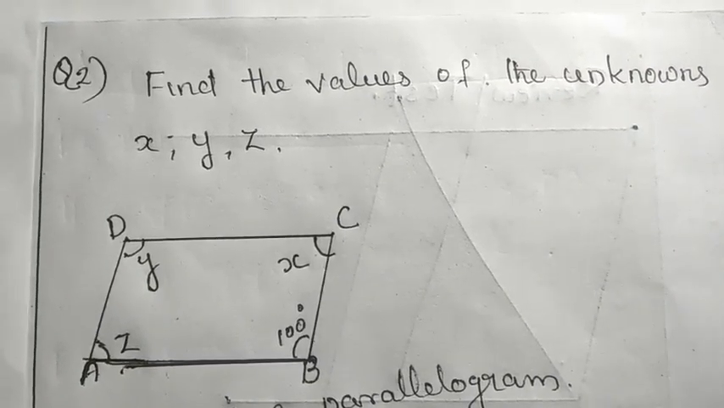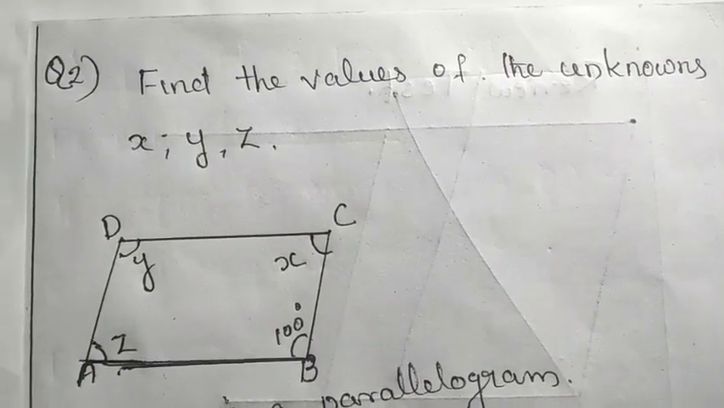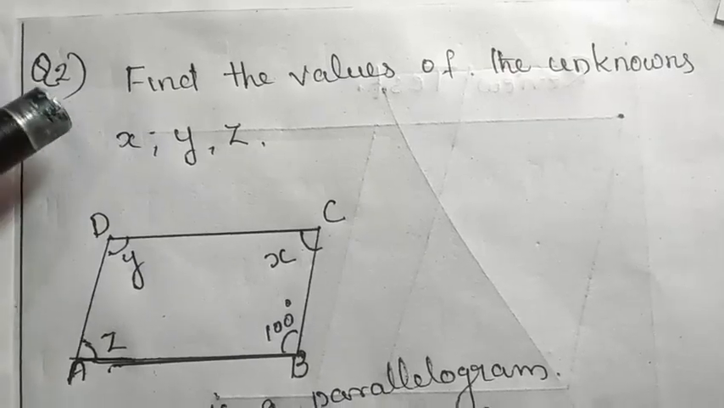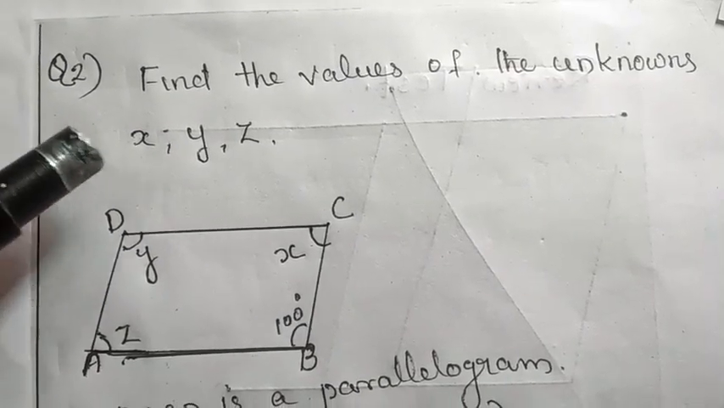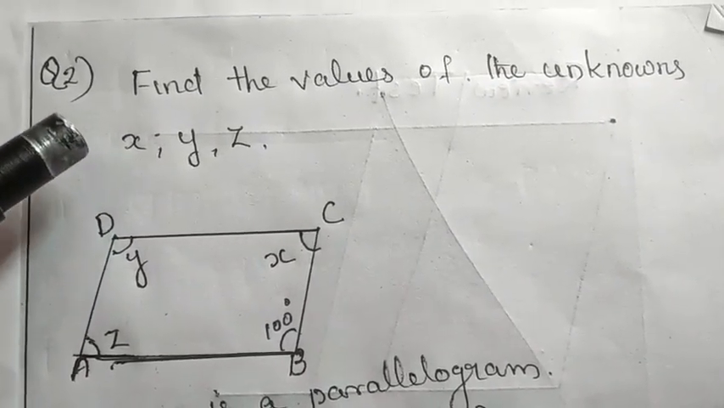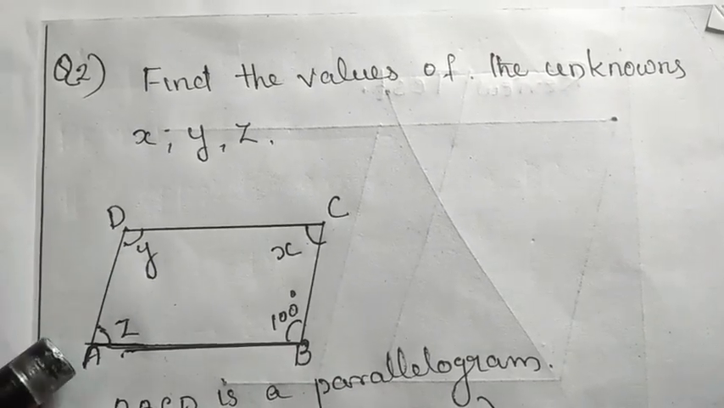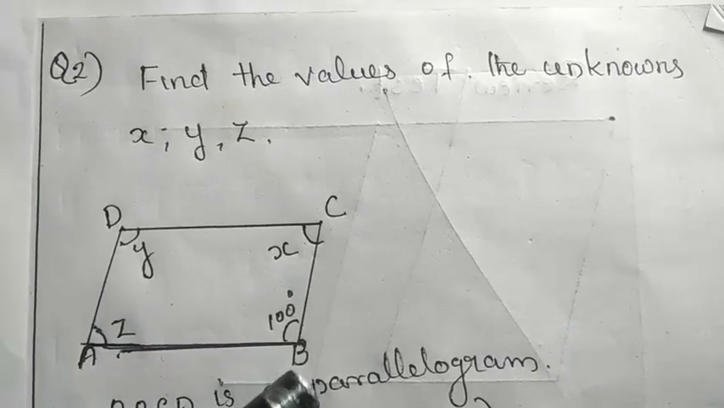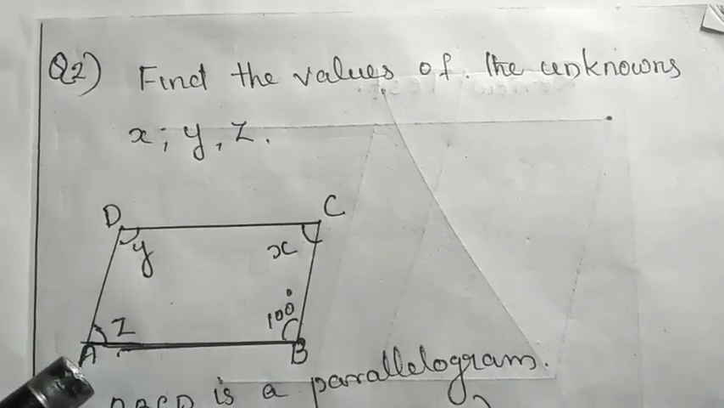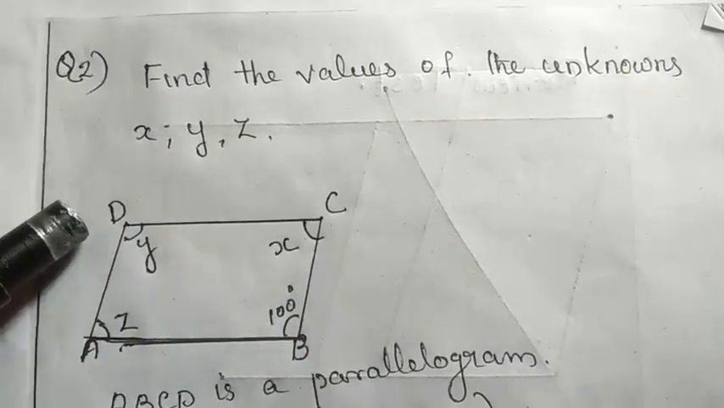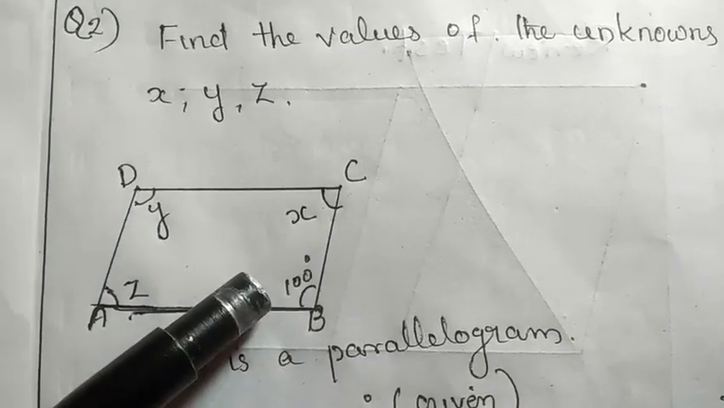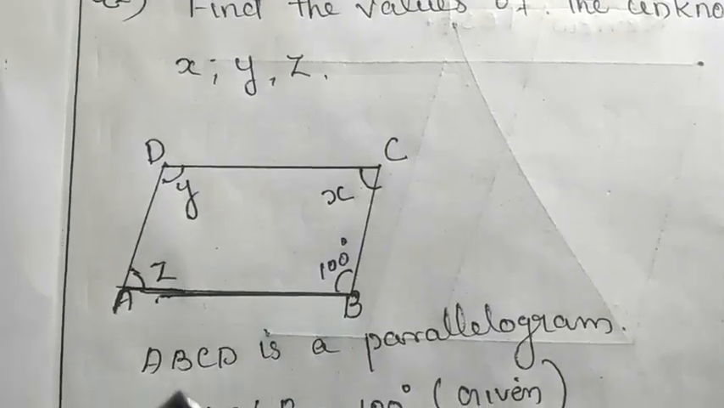Next question we do from the exercise. Question 2. Find the values of the unknowns x, y, z. X, y, z are the angles in the parallelogram. So, you observe the parallelogram. Here given parallelogram is ABCD. Vertices are ABCD. Angle B is 100 degree.